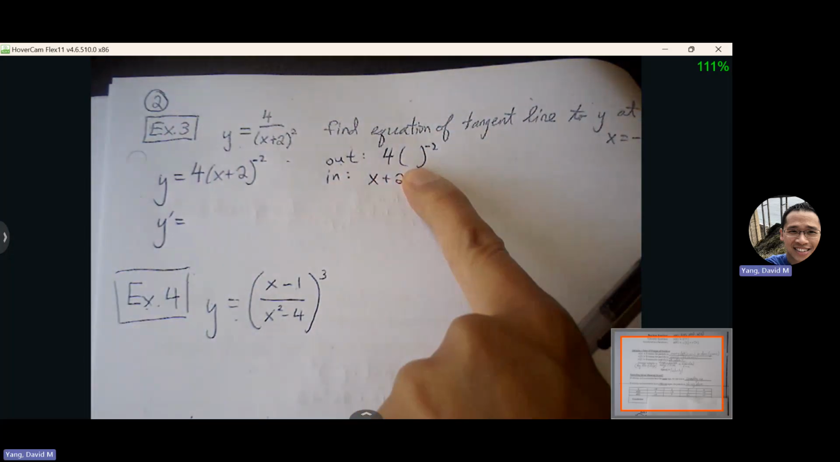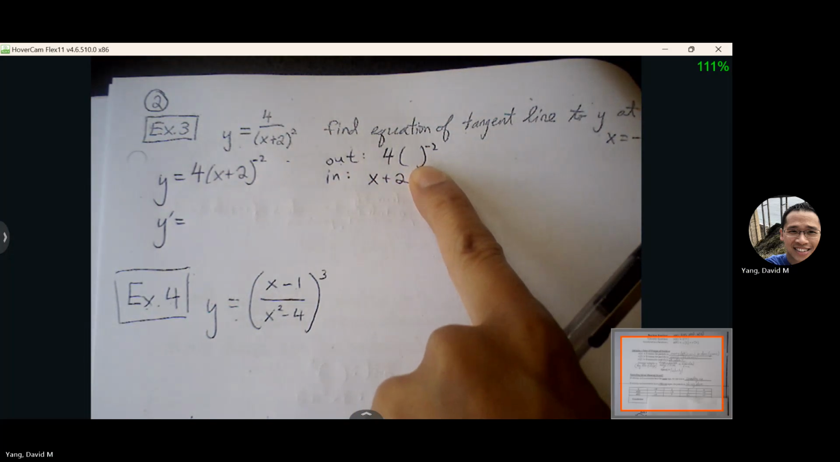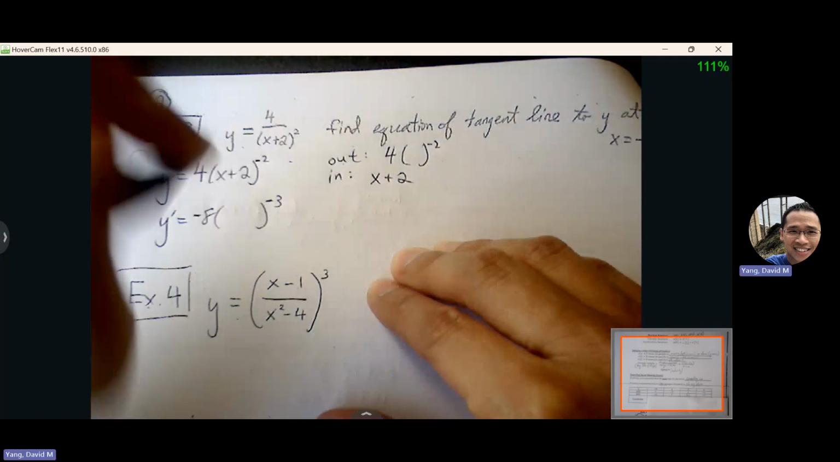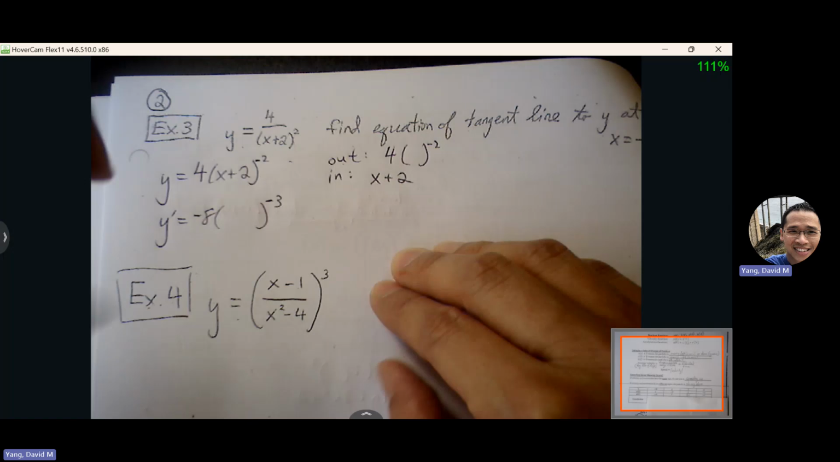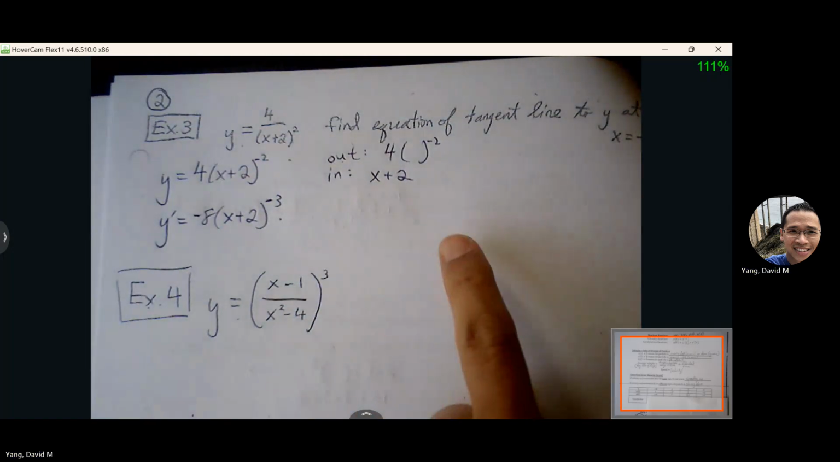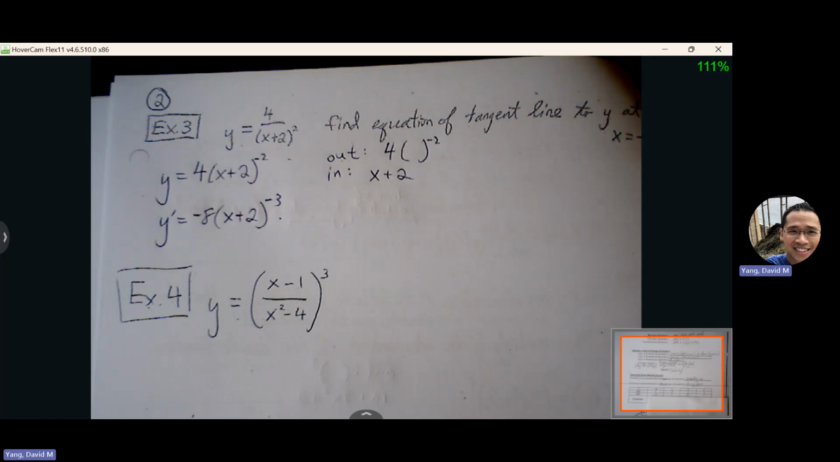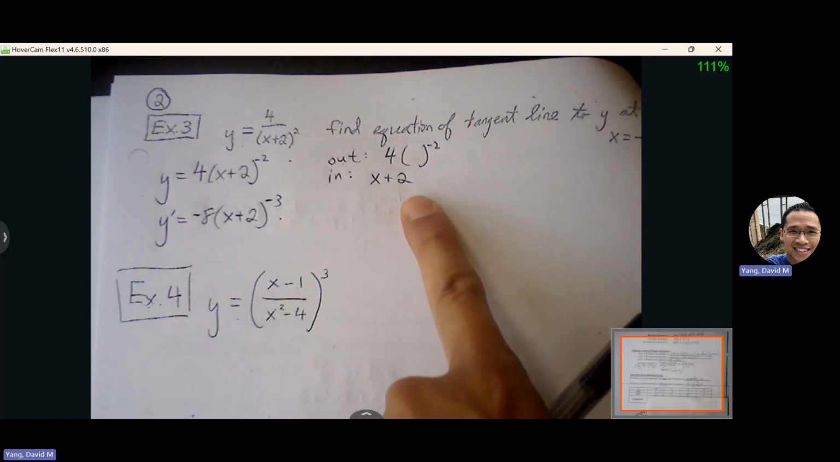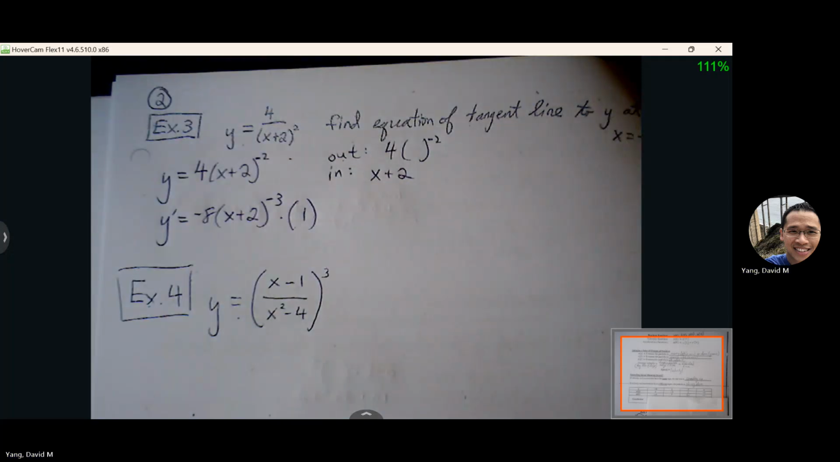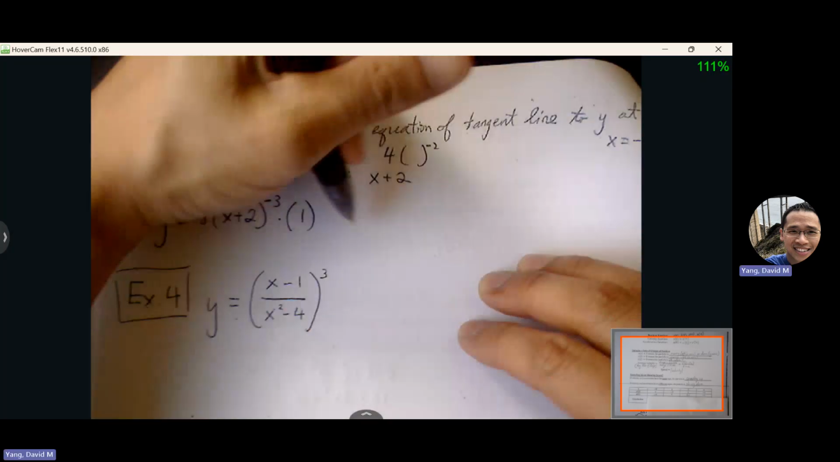Okay, outside first. Yeah, -8, parentheses to the -3. Okay, what goes inside here? Yeah, we don't change yet. We don't make any changes to that. Okay. All right, so now we're done with the outside. Let's move to the inside. What's x plus 2's derivative? Just 1. Okay, so it's just times 1. All right. Let's do a little bit of cleanup.